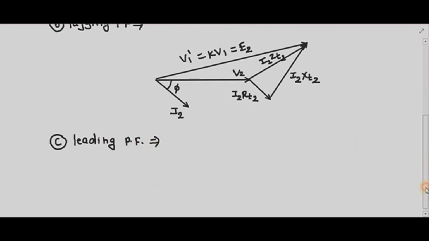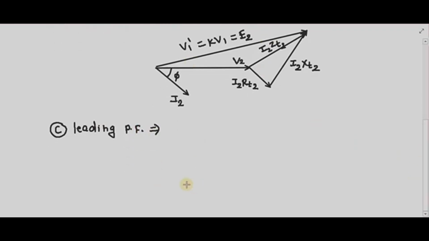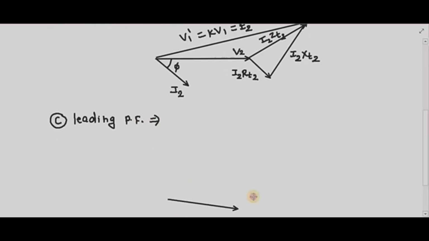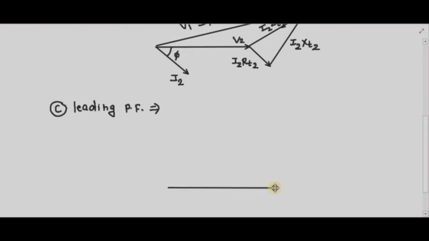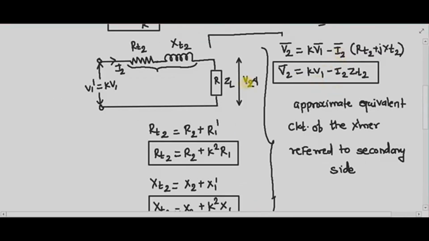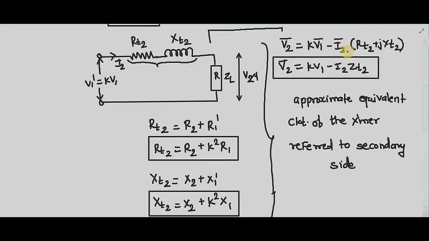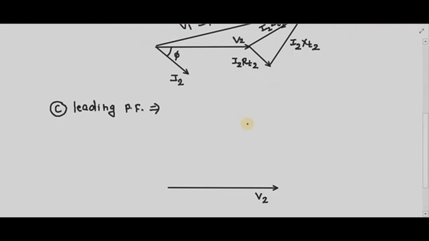Now for leading power factor, again I will take voltage as a reference vector. Which voltage? V2. Students, you just have to recall this diagram of the approximate equivalent circuit, and from this diagram only I am drawing the phasor diagram for the transformer. So V2 I have taken as a reference vector. My I2 will lead V2 by some angle. Let that angle be the power factor angle phi.